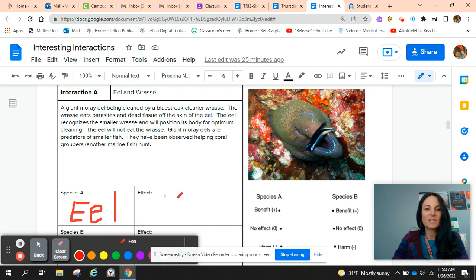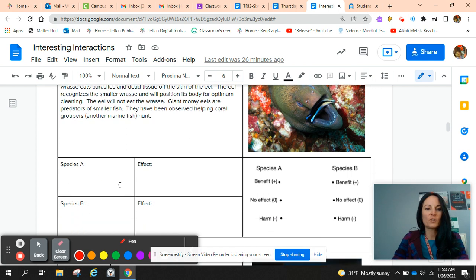So what is happening to him as we write here? Okay, so we write he's being cleaned by the blue streak cleaner wrasse, or you can just put he's being cleaned by the wrasse. Okay, that's an effect. You can also put that the wrasse is eating parasites and dead tissue off its skin. So there's two things happening. This is one and this is two. So you're writing both of those things that we just underlined up there. All right, now you're halfway through. So you can pause this video and write those two things there.